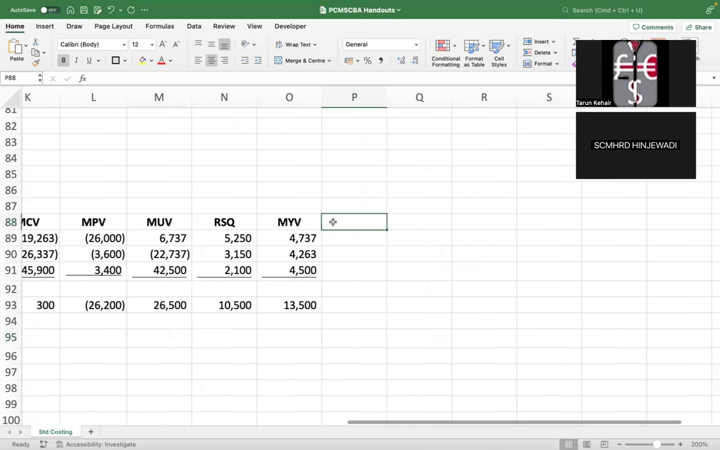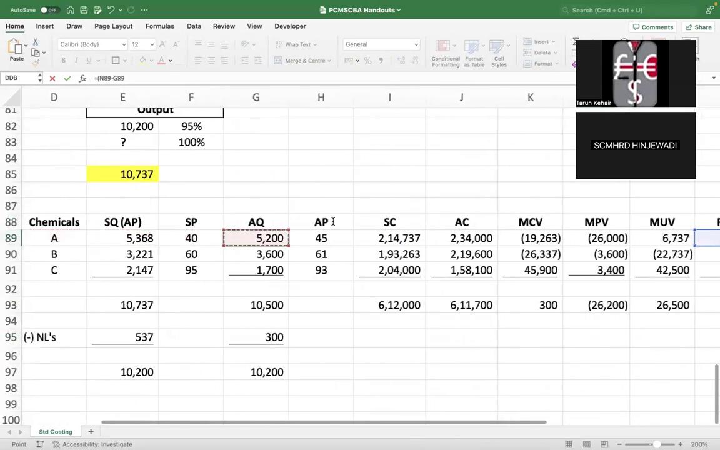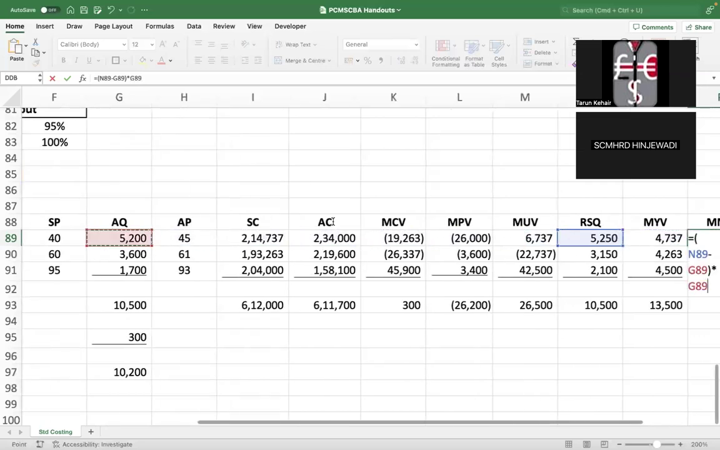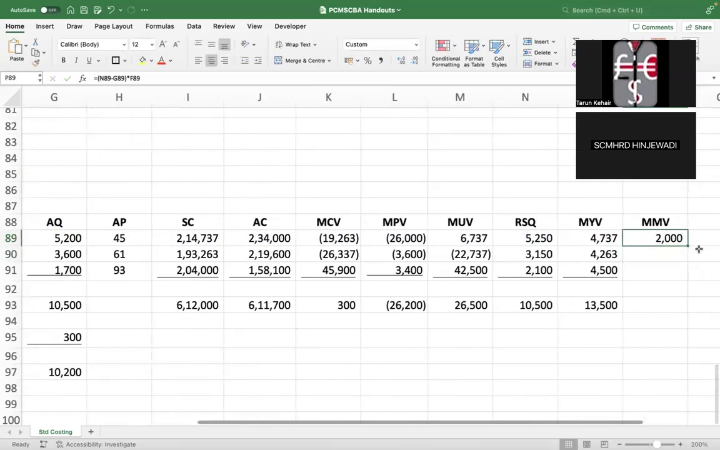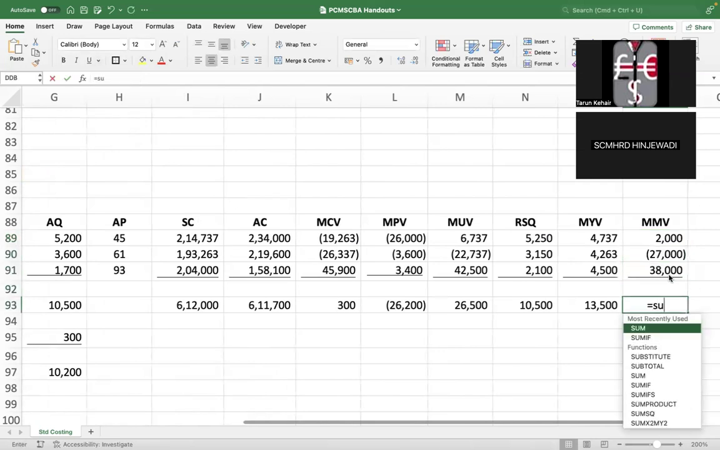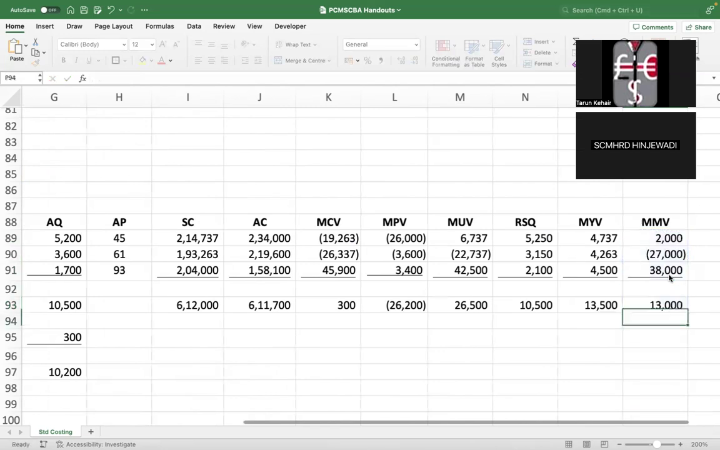And then finally your material mix variance, which is RSQ minus AQ multiplied by SP. And then we will add this and you get 13,000. So your mix variance is also favorable.